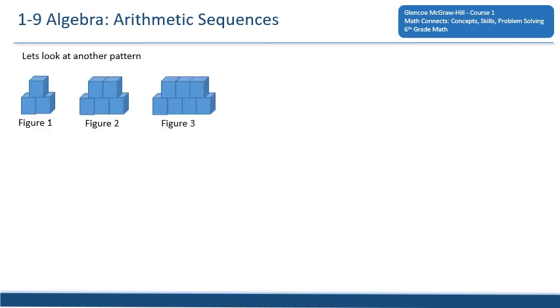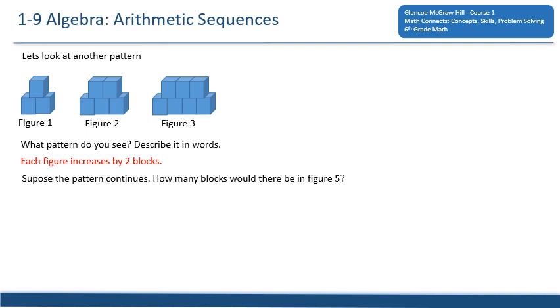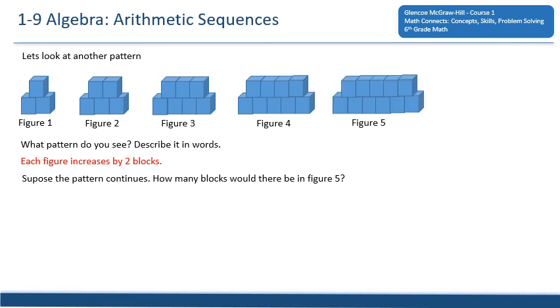Let's look at another pattern. So we have figure 1 has 3 blocks. Figure 2 has 5 blocks. And figure 3 has 7 blocks. What pattern do you see? Describe it in words. Each figure increases by 2 blocks. Suppose the pattern continues. How many blocks would there be in figure 5? Well, figure 4 has 9 blocks, and figure 5 would have 2 more than that, so 11 blocks.